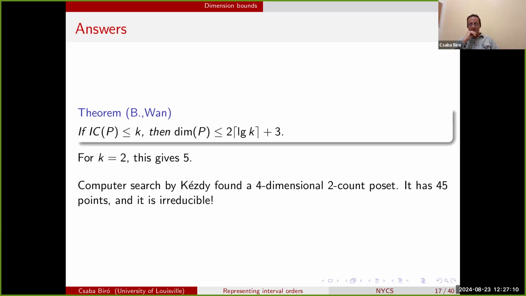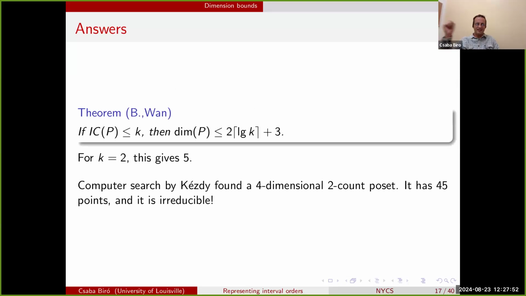It's not clear. So we tried to find a 4-dimensional 2-count poset, but we couldn't. But Andre Kezdy, who was, as I mentioned, on his PhD committee, got interested, and he implemented some state-of-the-art dimension finding algorithm that was much better than the one that we used. And he ran a computer search, and he found the poset. He found the 2-count poset that was 4-dimensional, and that one has 45 points and is irreducible, meaning if you remove any point from that poset, it's going to be 3-dimensional. So it's hard for me to believe that you need 45 points, but maybe, I don't know.